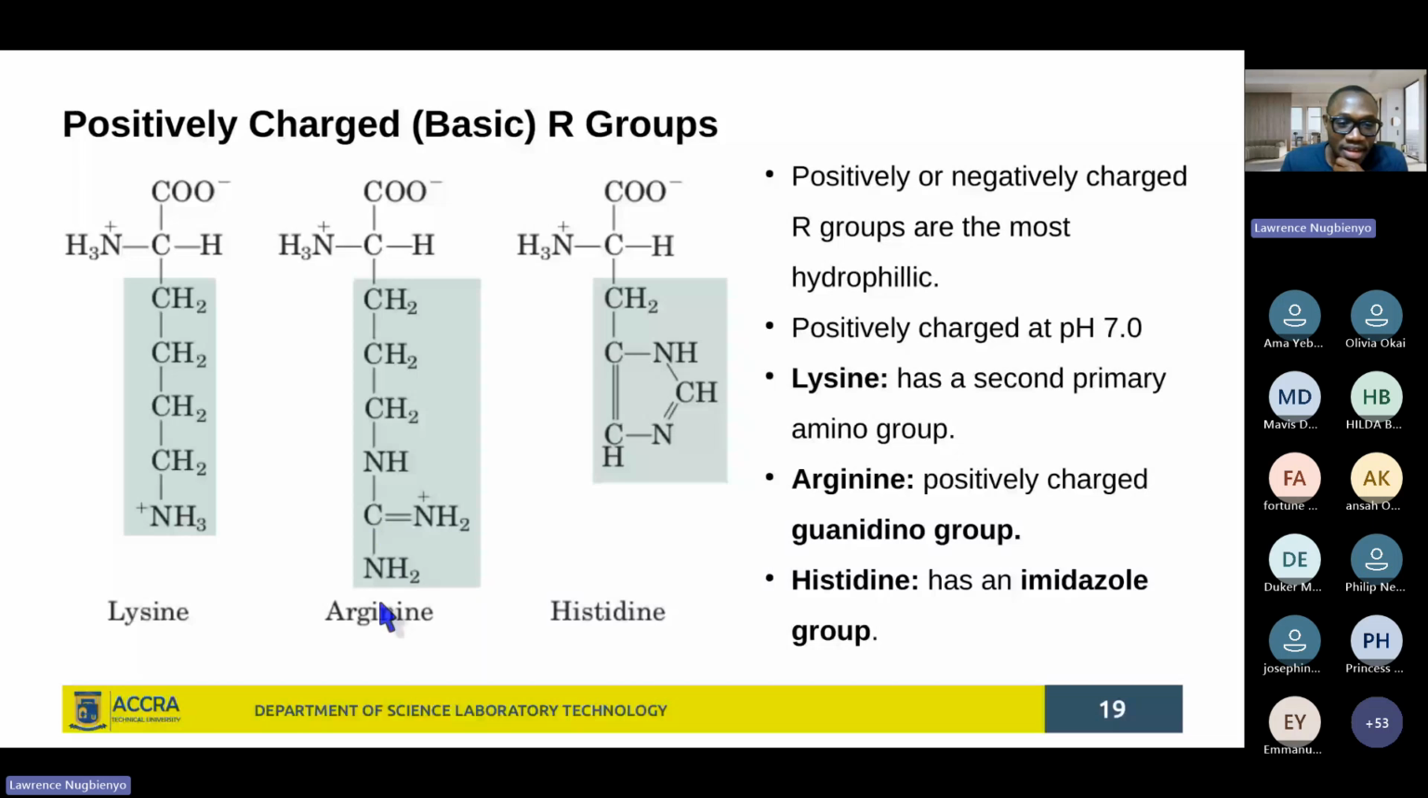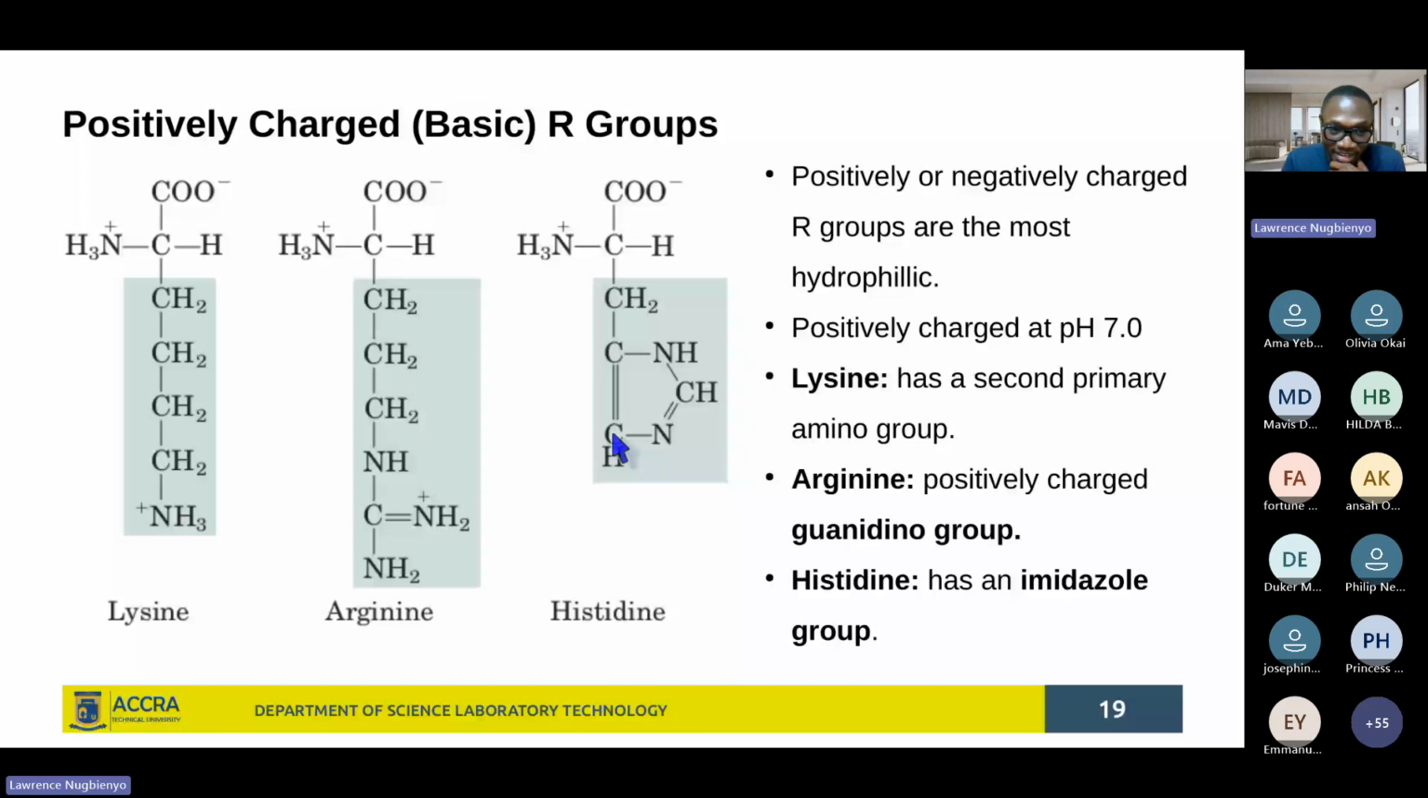Then we see here there are positive charges. For lysine and arginine, it's easier because you can see the positive charges there. But when you come to histidine, you see there is no positive charge. So the conversation here is not about the side chain being positively charged, but the side chain being referred to as basic. Now, basic because this side chain can accept hydrogen ions.